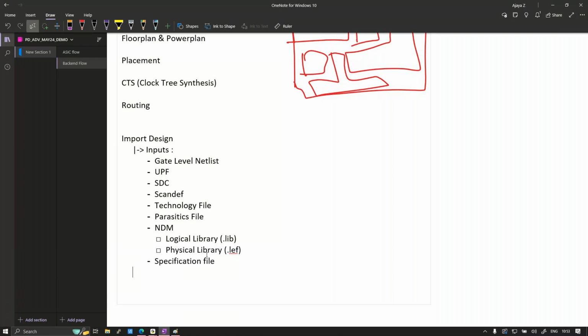Okay, all right. So we'll take a full break of 15 minutes. Sorry, someone is asking a question. NDM full form? New data model. And if any one file is missing, can we import the design? Based on the stage, if any file is missing, that particular stage will be stopped.